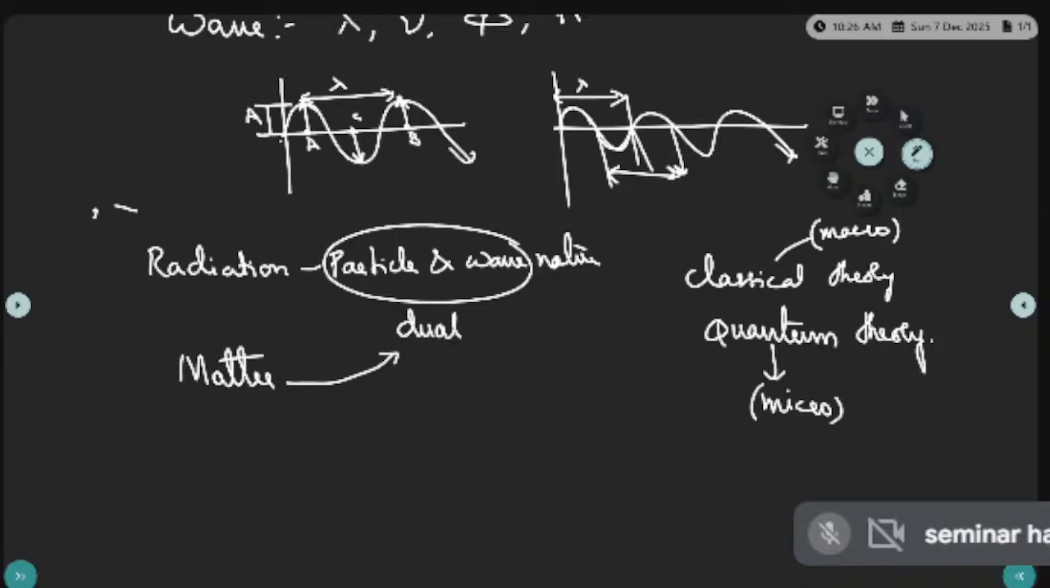Quantum theory says some energy loss, some energy difference will be there, which is very, very small, that we can't explain. Understood what I am saying? Quantum theory will discuss the micro size which we neglect actually. Micro size is discussed in quantum theory. Macro size particles will be discussed in classical theory.